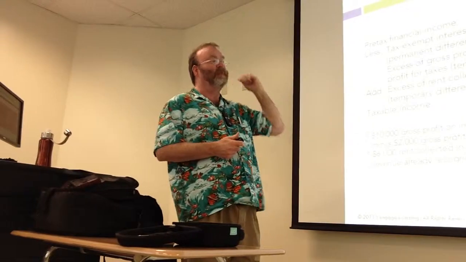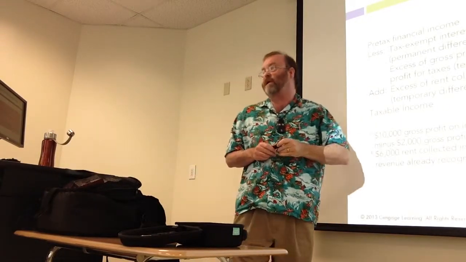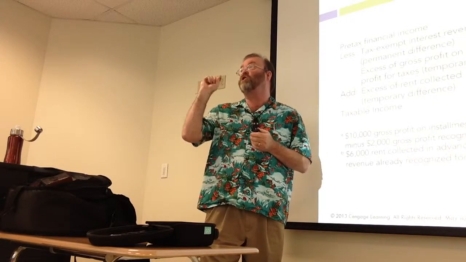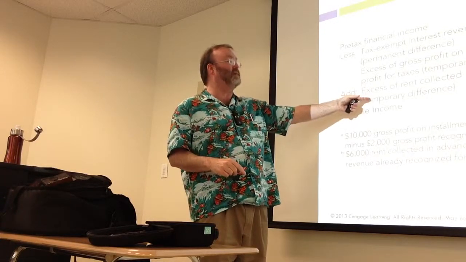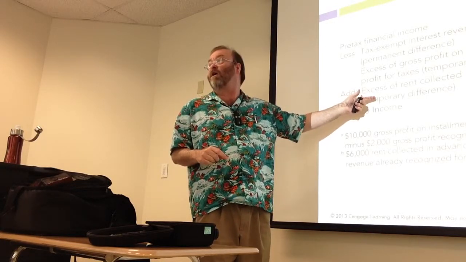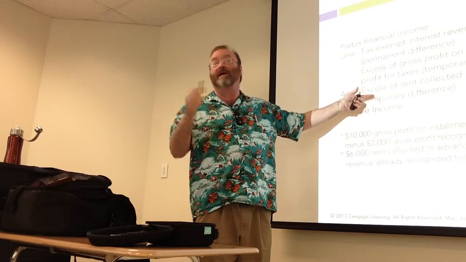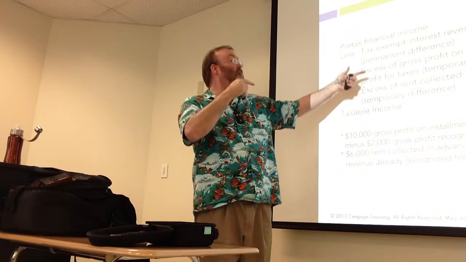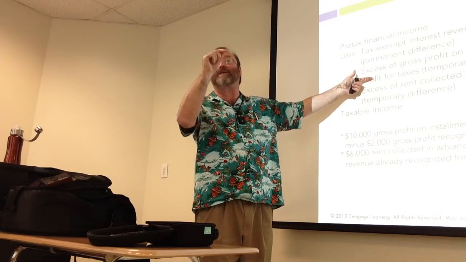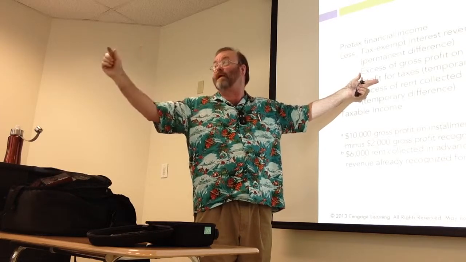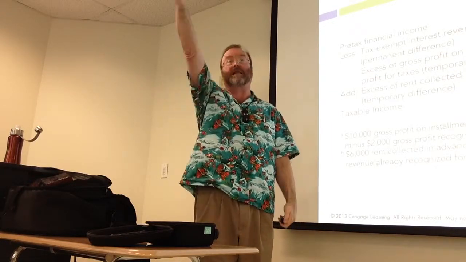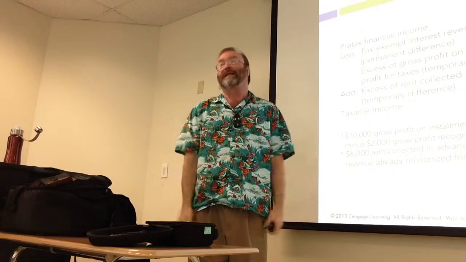Multiply that times our 30% tax rate, that gives us taxes payable. That's where we'll start. Multiply this $6,000 by 30%, that generates our deferred tax asset, a debit. Multiply the $8,000 times the 30%, that creates the deferred tax liability for a credit. Add the credit, subtract the debit, and that gives us our expense. And that's the way it works.